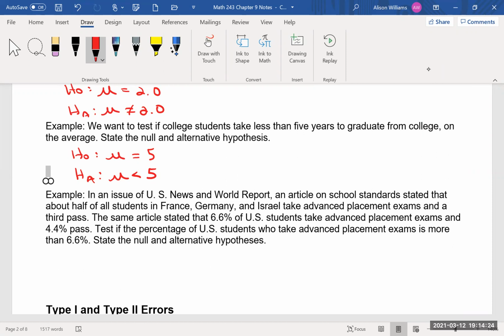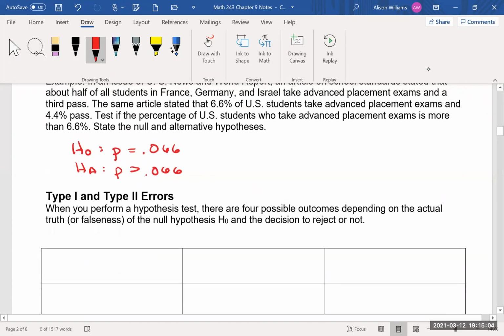Okay, so a different parameter. We're actually talking about percentages. So this is a proportion. So I'm going to use P this time. And they want to know if the percentage taking advanced placement exams is more than 6.6%. So P is going to equal 6.6, but I'm going to write it in decimal form because when we work with the number, we want it as a decimal, not a percent. So it's smart to go ahead and write it as a decimal. You could write it as a percent, but we'll stick to decimal form. So then the alternative is that it's going to be more than 6.6% or 0.066. Okay, so that's all null and alternative hypotheses.